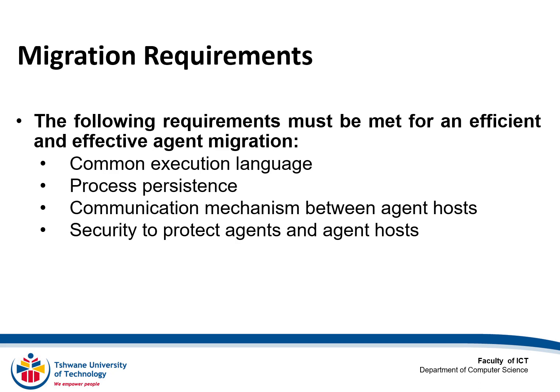Okay, so some of the requirements for migration are the following. There must be a common communication language because agents need to communicate. There must be process persistence because you need to be able to store a particular state of the execution, and there must be a communication mechanism between the different agents, basically. And you also need to ensure information security to protect the agents as well as the agent hosts.